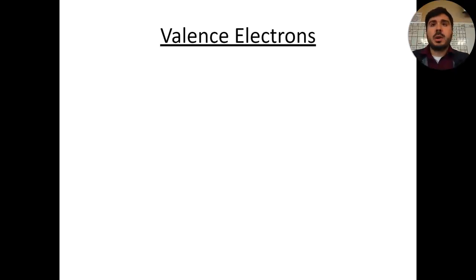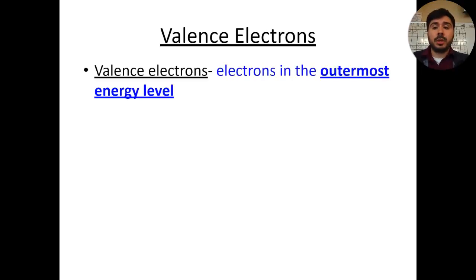But valence electrons, what are they? Why are they important to us? And honestly, why are they really, really important to us? Because they are really, really important to us. Well, valence electrons, guys, are electrons that are present in the outermost energy level.